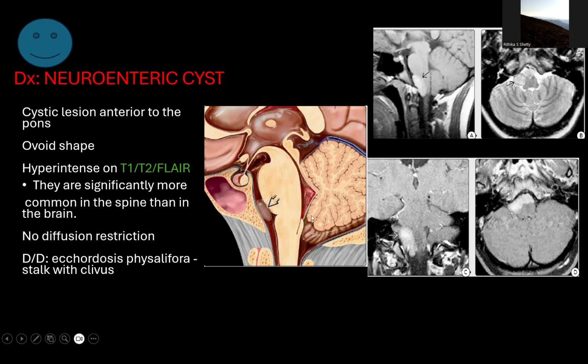It is ovoid in shape. By its location only, we'll identify it most commonly, and it doesn't show diffusion restriction. And the most common differential for this is Rathke's cleft cyst, but Rathke's cleft cyst will be having a stalk with the clivus. That is how we will differentiate it.